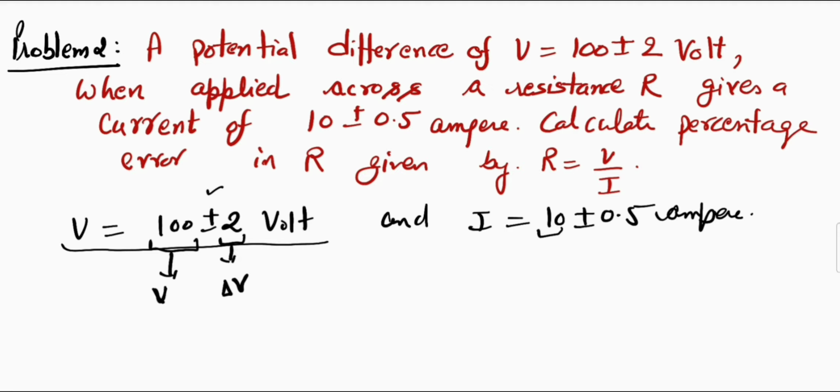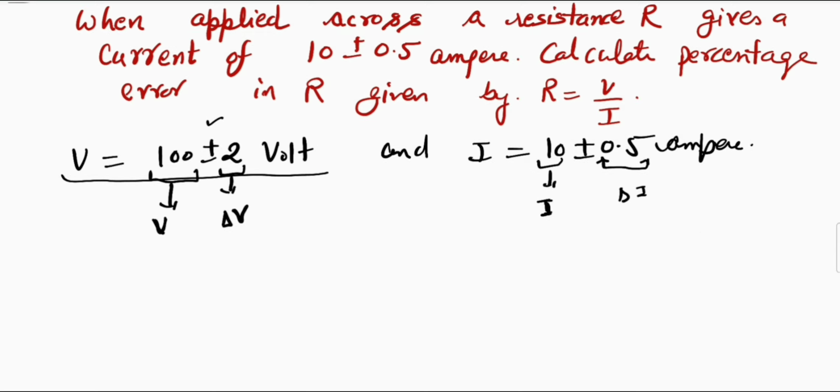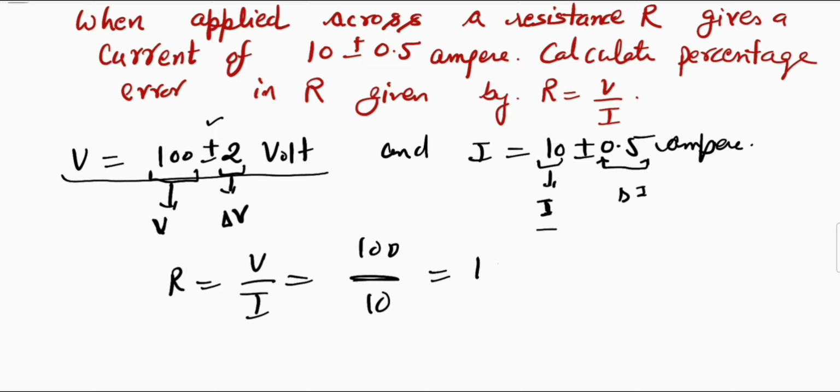Similarly here, this will be equal to the mean current, which we represent with I, and this is equal to 0.5, which is equal to delta I. So here it is given that R is equal to V upon I. So voltage is equal to 100 divided by current, which is equal to 10. So R will be equal to 10 ohm. Ohm is the unit of resistance. So let me mark this as equation number 1.